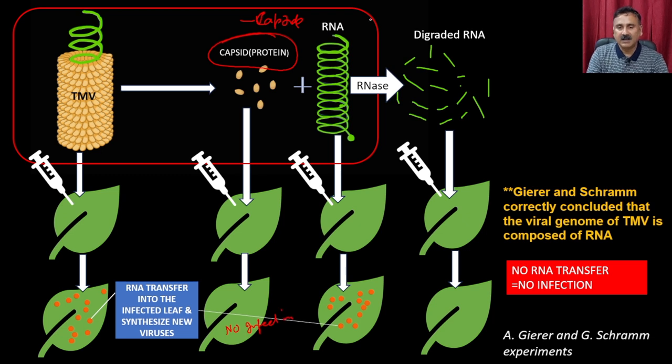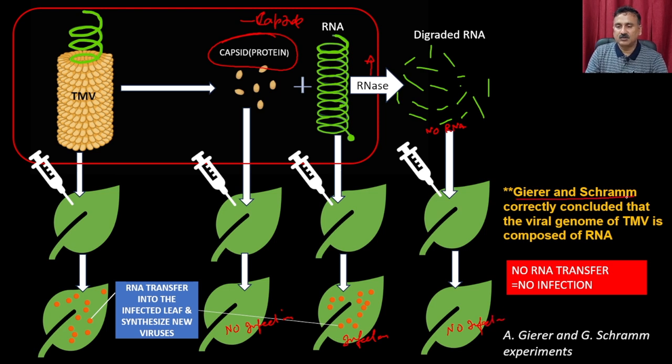But if you take the RNA and infect it into the leaves, what they found is there is an infection. So basically, the genetic information present in the RNA is good enough to produce the virus, and that is how it actually causes the disease. When they degraded the RNA with the help of the enzyme RNase, so there is no RNA, they found that there is no infection. So, there is no infection in this case also.